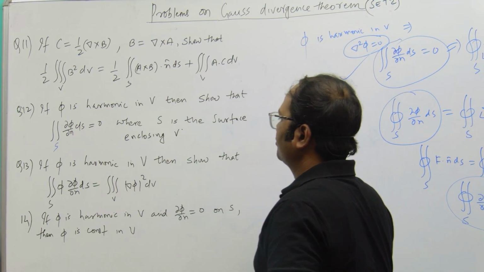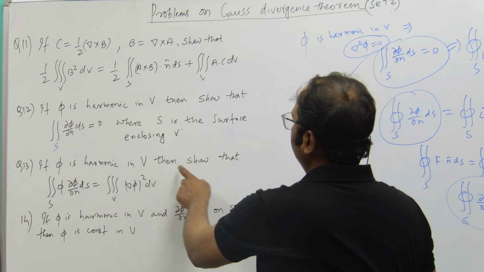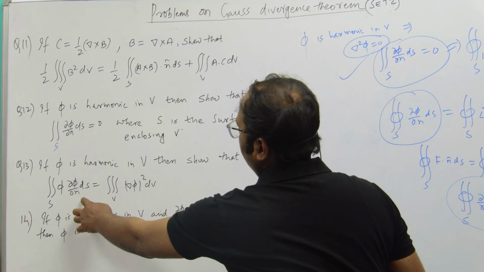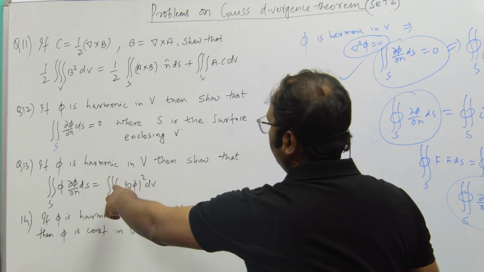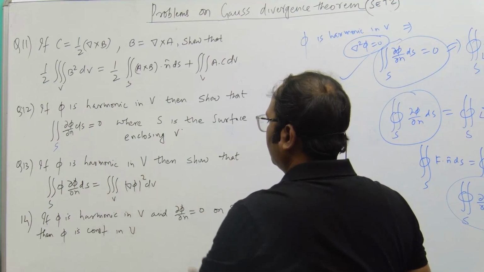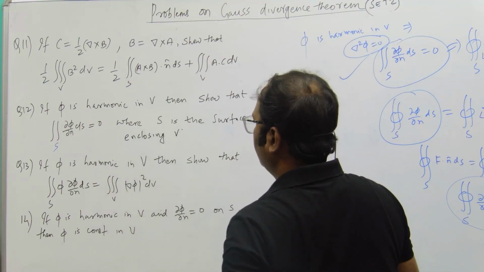So what is given in question number 13? Phi is harmonic in V, then show that the surface integral of phi del phi upon del n ds is equal to the triple integral of mod del phi whole square dv. So this is similar to question number 12. Let us solve this.